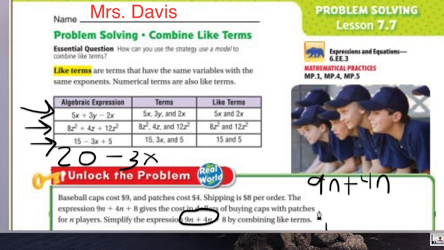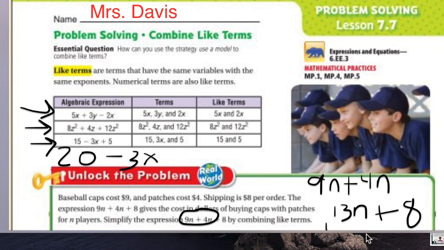So you are basically just adding. So 9 plus 4 is 13. And then you would put your N behind it. 9N plus 4N is 13N. And then you would put plus 8. You can't forget the 8. So that's the $8 for shipping.